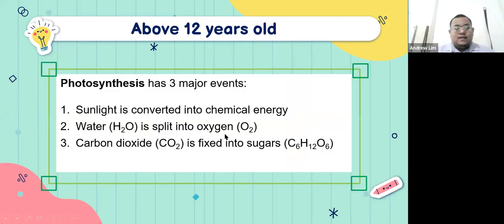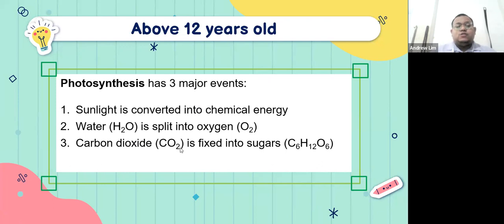All right. So photosynthesis has 3 major events. Number 1, the sunlight is converted into chemical energy. Number 2, water is split into oxygen. H2O is split into O2.